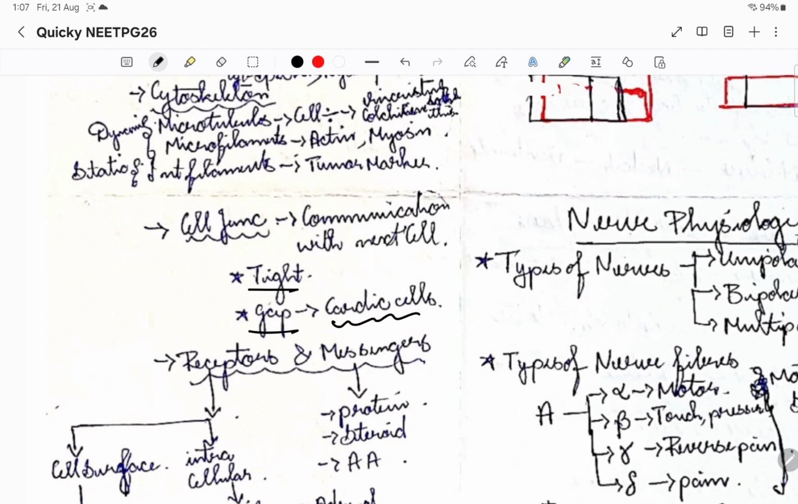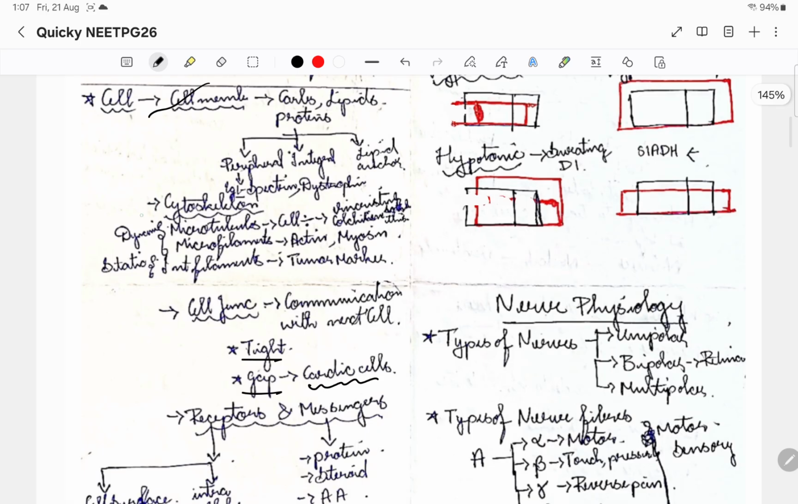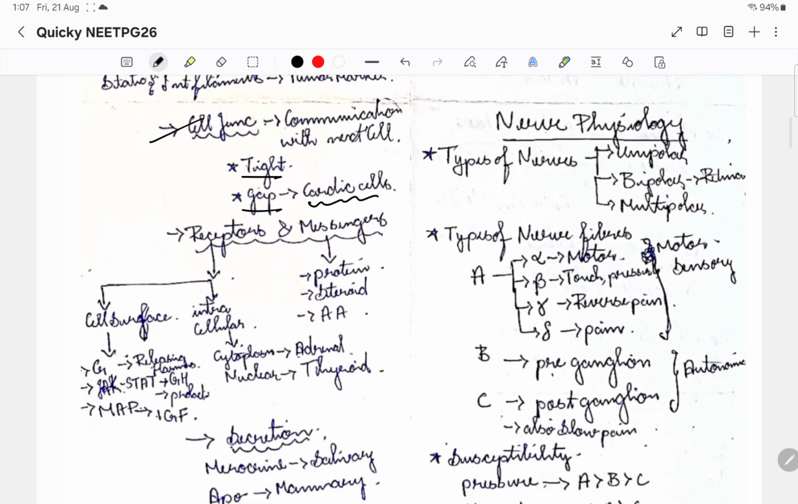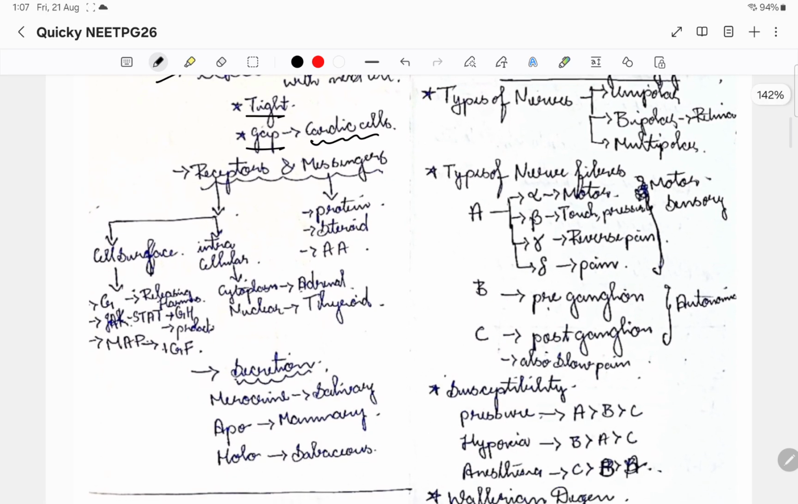Okay, that's it. We are done with cell membrane, cytoskeleton we discussed, cell junctions we discussed, and then we'll go on to receptors and messengers in our body. This is a very important topic. Please note this down in your sticky note. Receptors and messengers. So messengers to a tissue or a cell, what are the messages it might get? These are proteins, steroids and amino acids.